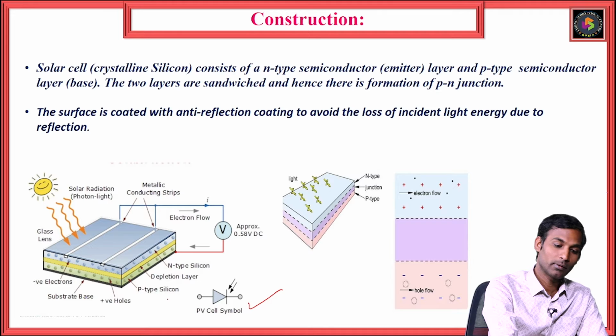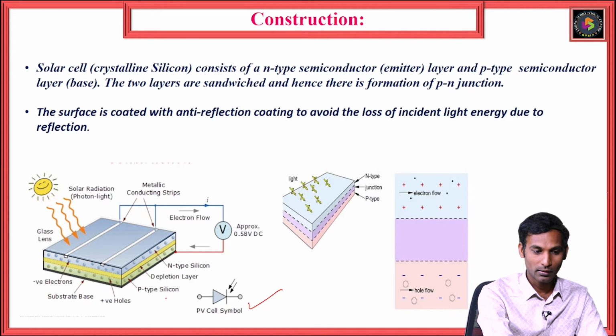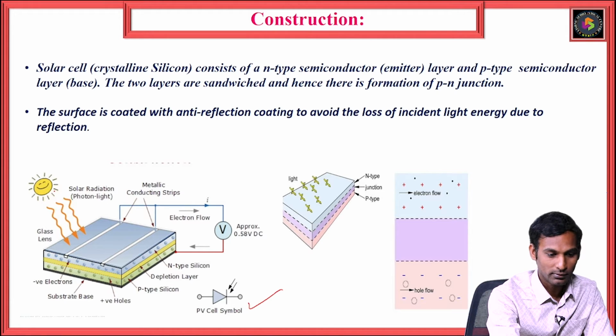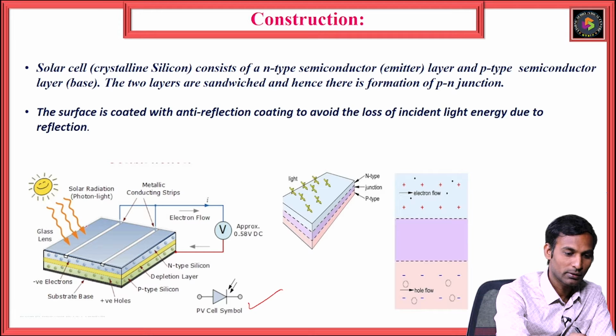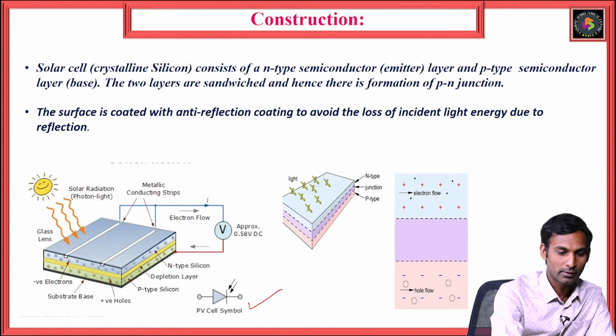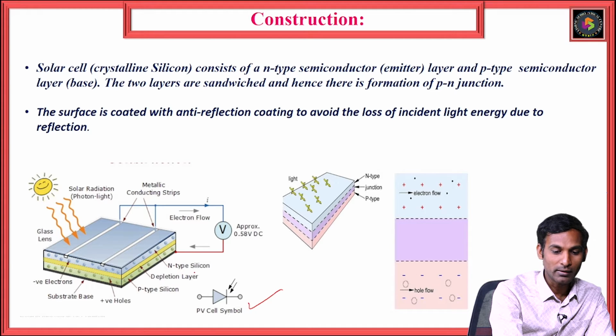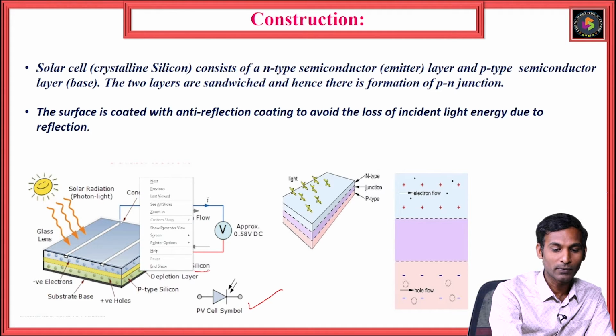One more diagram is the sun radiation. These arrow marks indicate the absorption of light radiation. Here we have the N-type semiconductor and the P-type semiconductor. In the N-type semiconductor, I am using the silicon component.